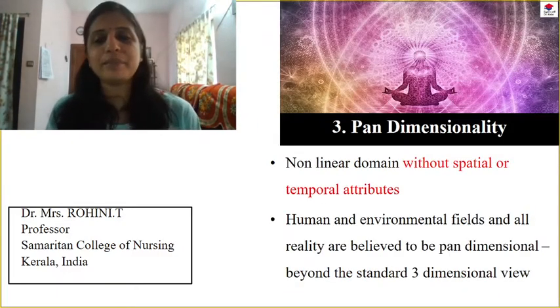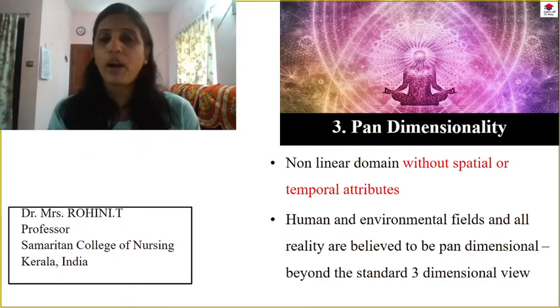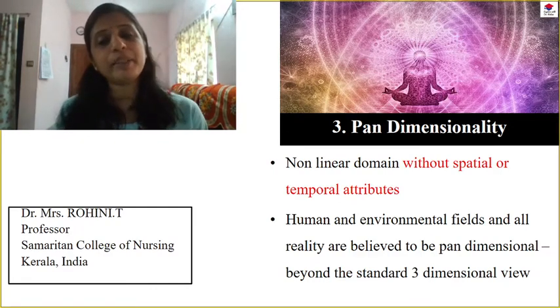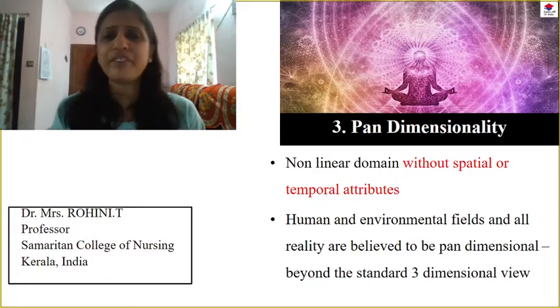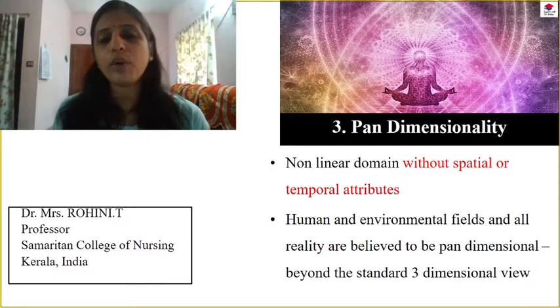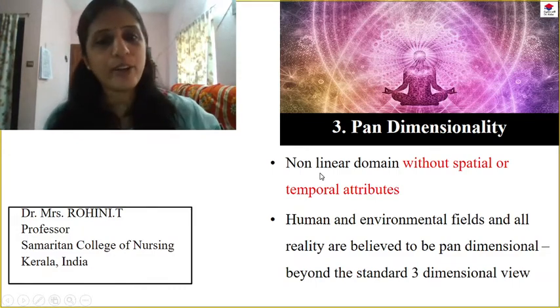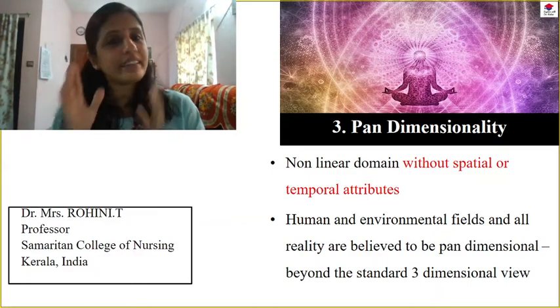The third concept is pan-dimensionality. What do you mean by pan-dimensionality? We know what is one dimension, two dimension, three dimension. But beyond the three-dimension view is called pan-dimensional. Usually we say pan means everywhere, like pandemic, everywhere. Pan-dimensional, everywhere. So what is she trying to tell? Rogers is trying to tell that this energy field is a non-linear domain. What do you mean by linear? Linear means it goes in a straight line, right? That is linear.